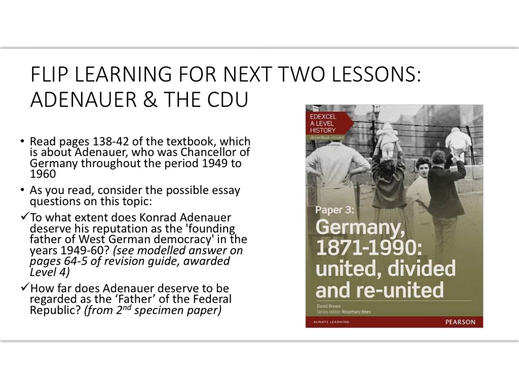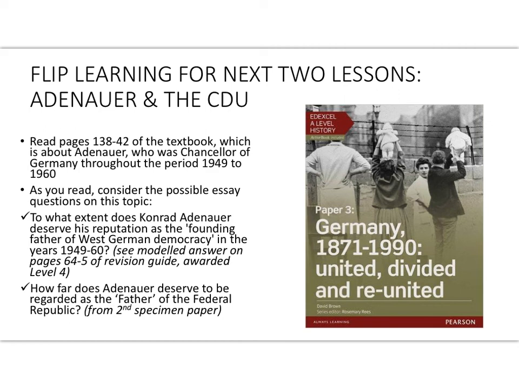Okay, so there we go. We finished off the lesson. Flip learning for the next two lessons: we will then look at Adenauer and the Christian Democratic Union. That's the political party that he was the leader of. So he was West Germany's first chancellor, and he was chancellor throughout this period. Okay, so we'll look at who he was and what his policies were.